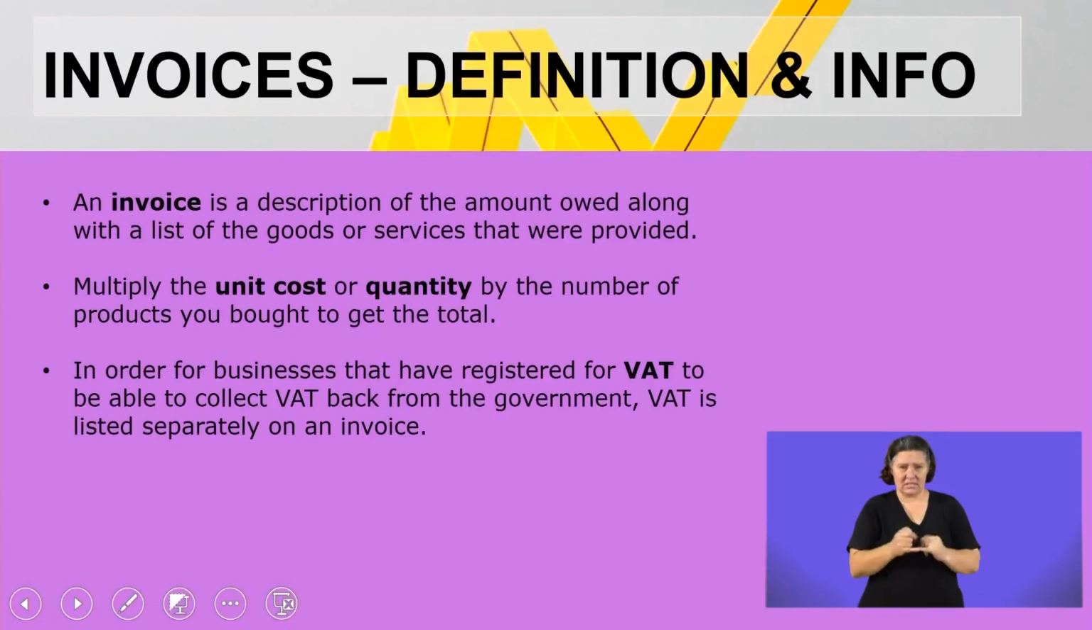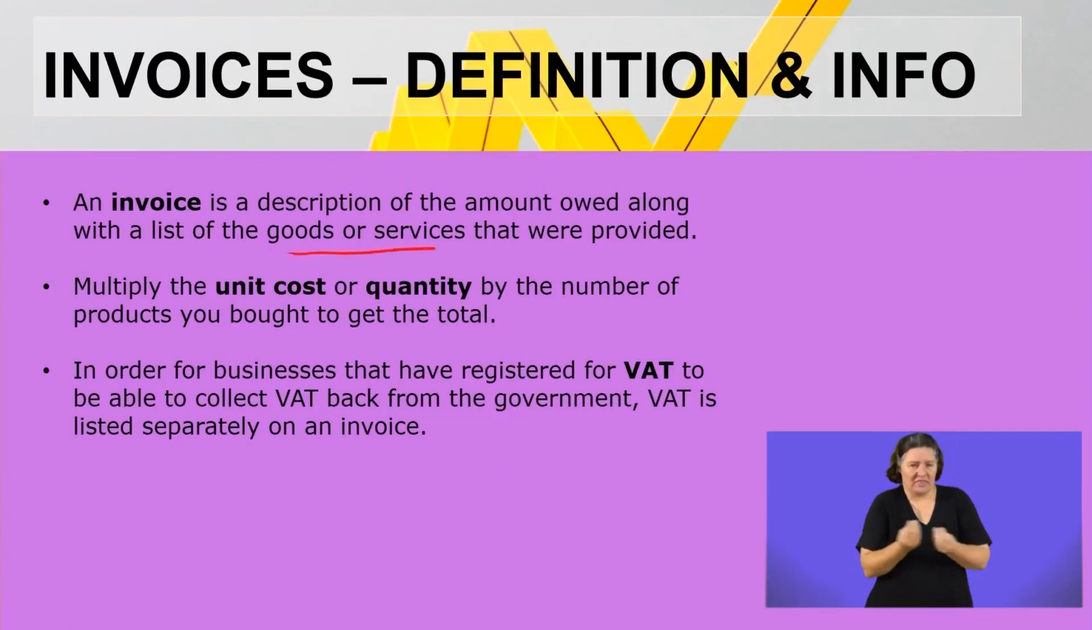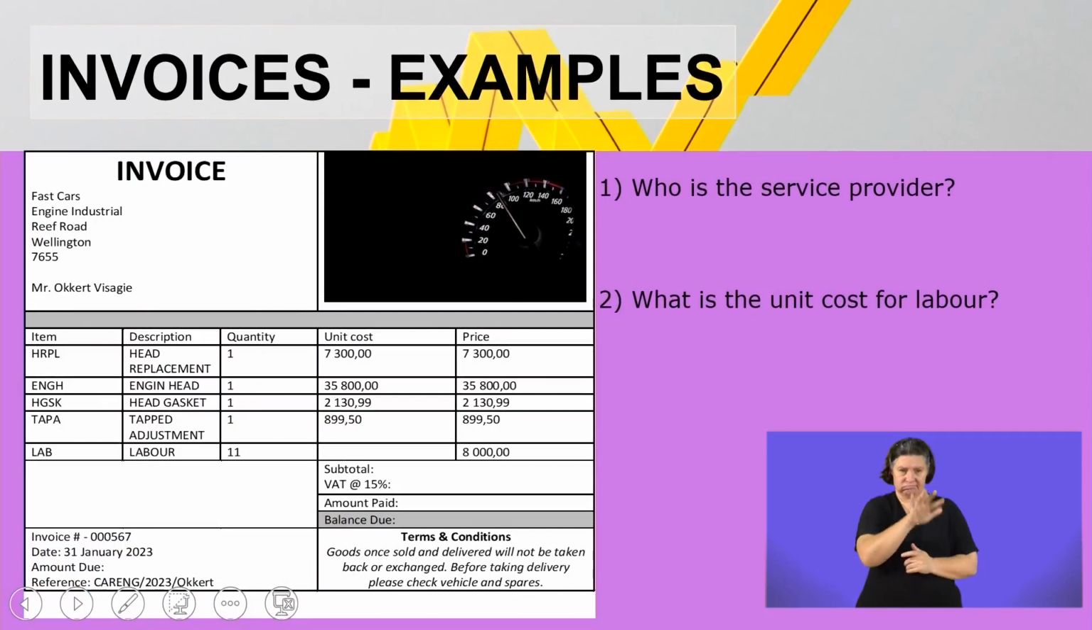Right, guys, now we'll be looking at invoices. Let's see exactly what an invoice is. It says an invoice is a description of the amount owed, along with a list of goods or services that were provided. Multiply the unit cost or quantity by the number of products you bought to get the total. And also important to know is, in order for businesses that have registered for VAT to be able to collect VAT back from the government, VAT is listed separately on an invoice. Let's put all of this into practice.